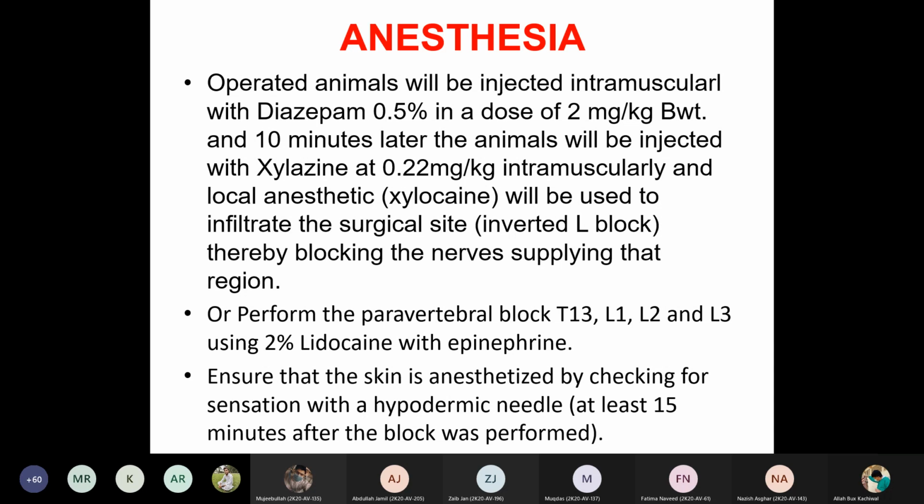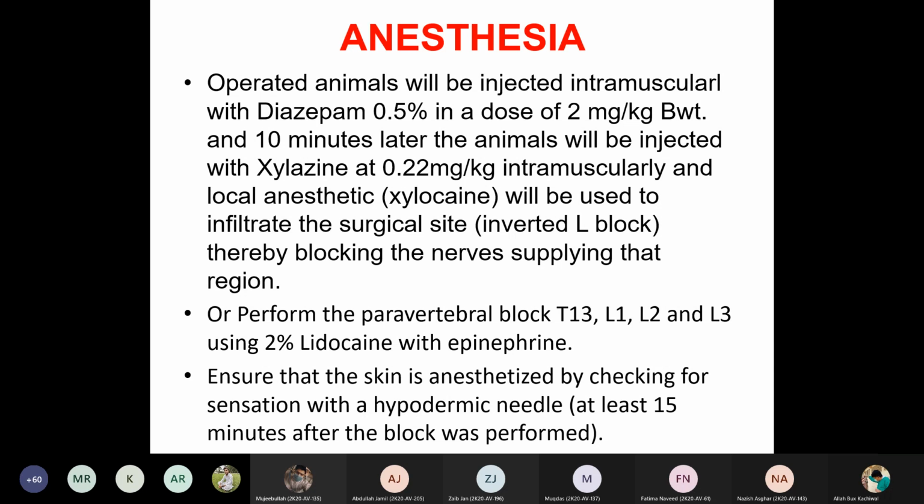Operated animals will be injected intramuscularly with diazepam 0.5% at a dose of 2 mg per kg body weight, and 10 minutes later the animals will be injected with xylazine at 0.22 mg per kg intramuscularly. Local anesthesia, xylocaine, will be used to infiltrate the surgical site in an inverted L block, thereby blocking the nerve supplying that region.